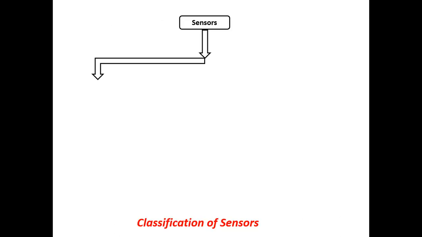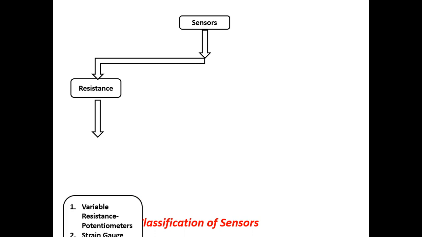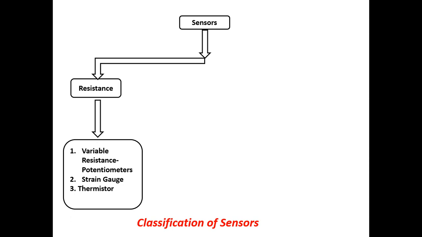Now let's look at the main broad classification of the sensors. The sensors are mostly classified based on the basic principle by which they work. The first is resistance. The resistance sensors are classified into variable resistances, also called potentiometers, strain gauge sensors, and then we have the thermistors and resistance temperature detectors. The other type of classification is the inductive sensor.